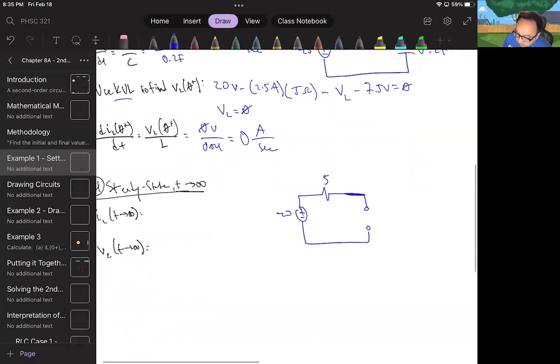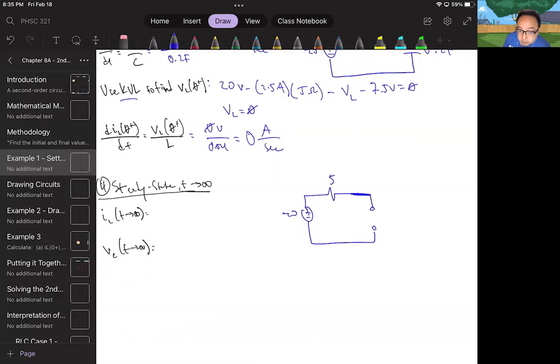So now, knowing that to be your steady state circuit, what is the current of the inductor when time goes to infinity? It's going to be 0, spoiler alert there. And then what's the voltage across the capacitor here? Well, it's going to be 20 volts.